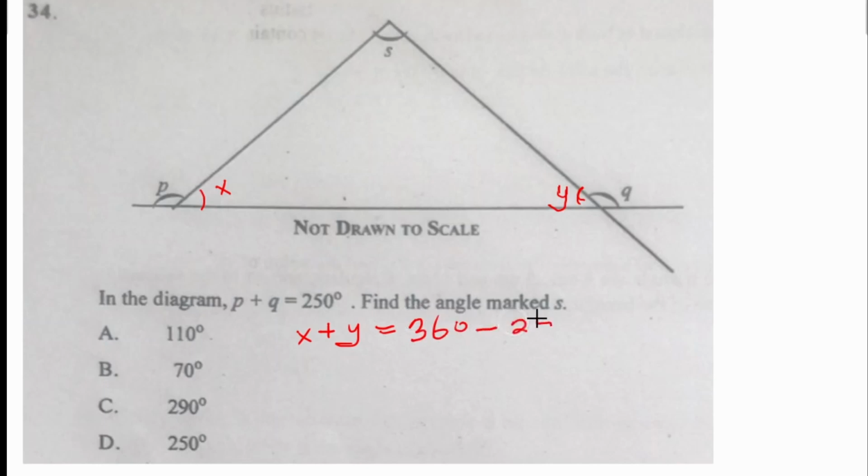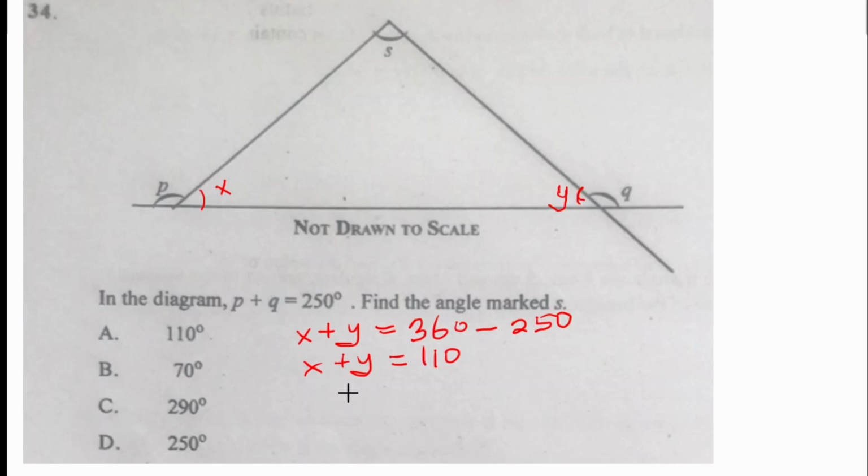because this is 180, this is also 180, so 360. Now this plus this is 250, so we are taking that from 360, and what is left will be this plus this. So that's what we're doing. And then x plus y will be equal to 110.